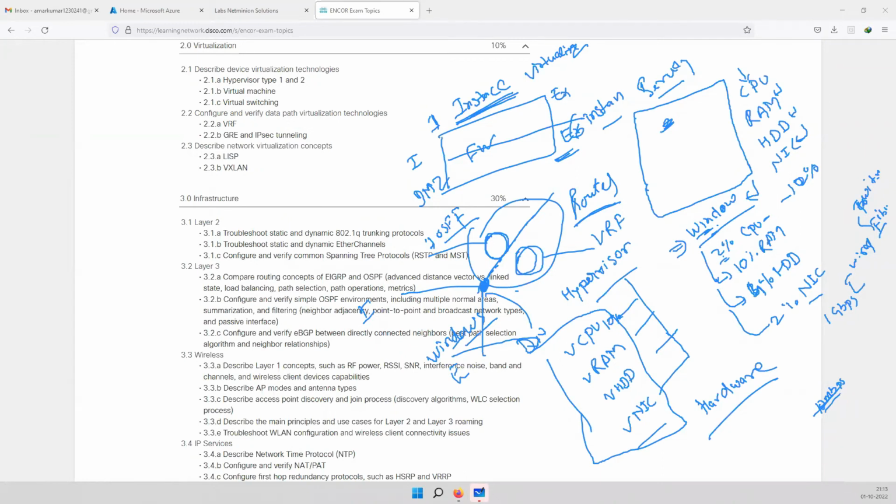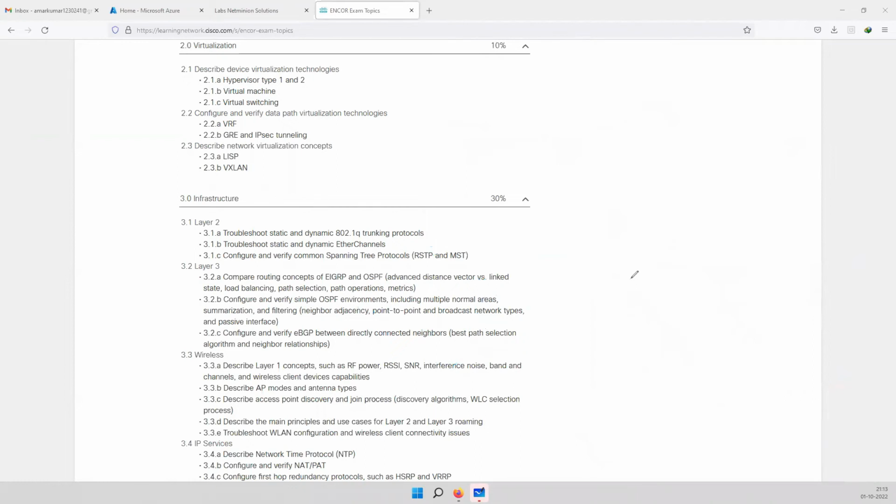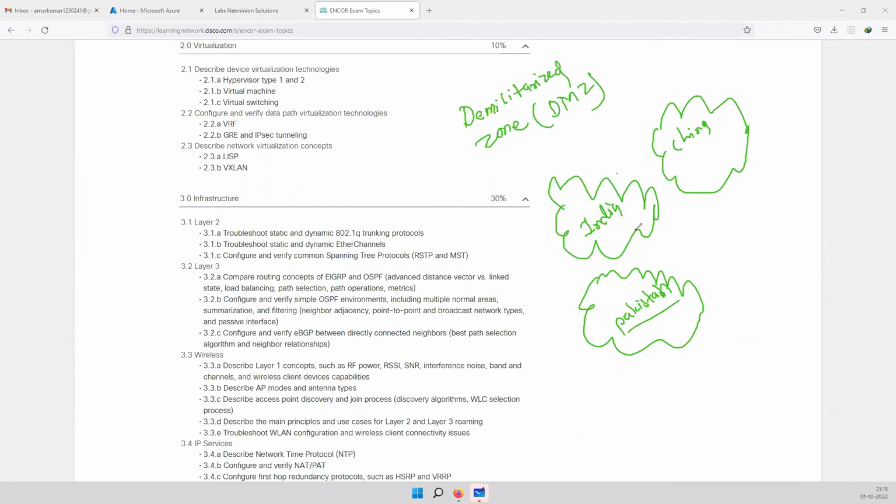Let me just clear this. So basically, what we say in routing, you might have seen that at the border, Pakistan has its own boundary, its own fence, and India has its own fence. This area in between is known as a DMZ area. This is a demilitarized zone. That means anybody can access this. If required, they can access this area, but they cannot touch the other side's fence.